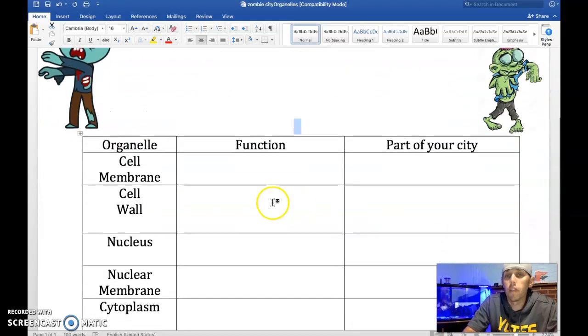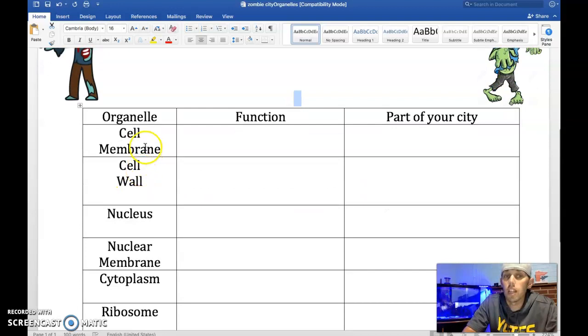So you can do the functions and parts here, and then just the next page on Notability, start drawing. Make sure to clearly label where your cell membrane, whatever part of the city it is, where your cell wall, or whatever part of the city you decide it is. Make sure you clearly label all of them on your map. If you have a blank building drawn, but it's not labeled, we don't know what it is, so it's hard for us to figure that out and grade you.